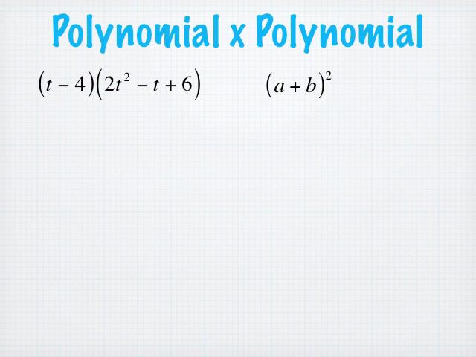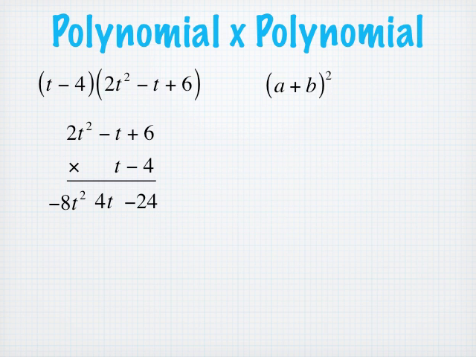Okay, now since I have a trinomial, since I have something bigger than just a binomial times binomial, this is a lot easier to do with the vertical method. So it's 2t squared minus t plus 6. You don't have to put the longer one on top, but I think it's a lot easier. And then t minus 4 on the bottom. Take negative 4 times each one of those terms. Negative 4 times 6 gives me negative 24. Negative 4 times negative t gives me positive 4t. Negative 4 times 2t squared gives me negative 8t squared.